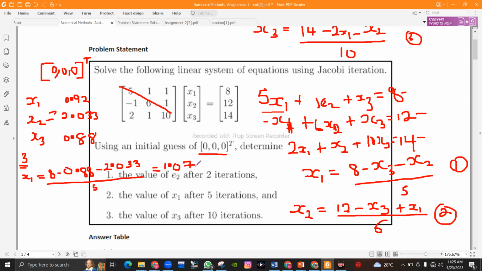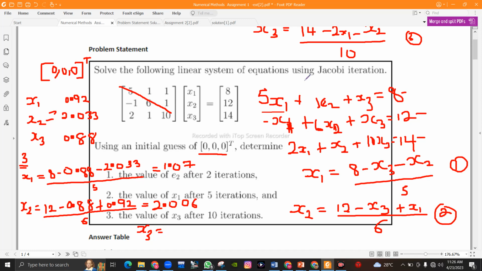So we do the same thing for x2. x2 will be equal to 12 minus x3. What's our x3 now? 0.88. Plus x1. What's our x1? 0.92. Divided by 6. If you calculate this, you are going to get 2.006.